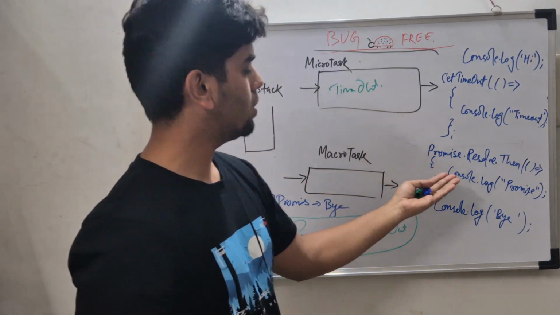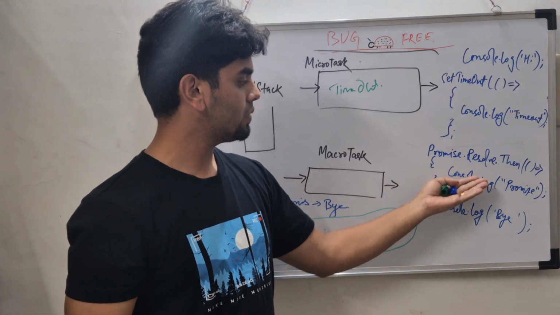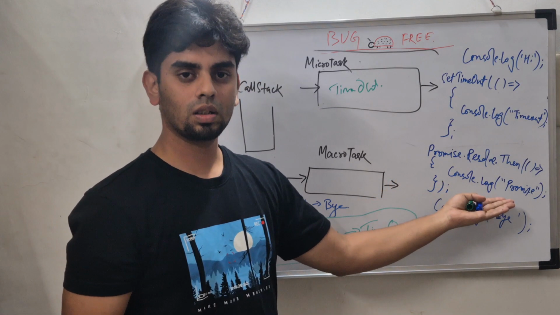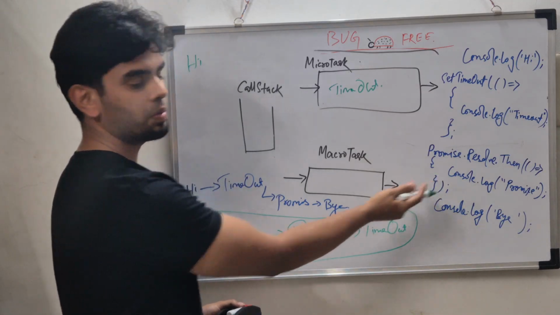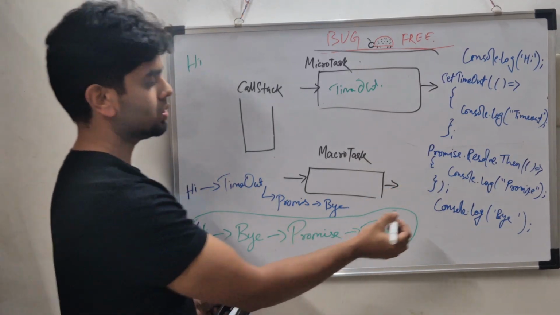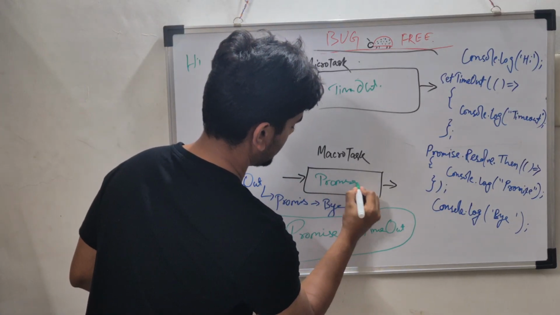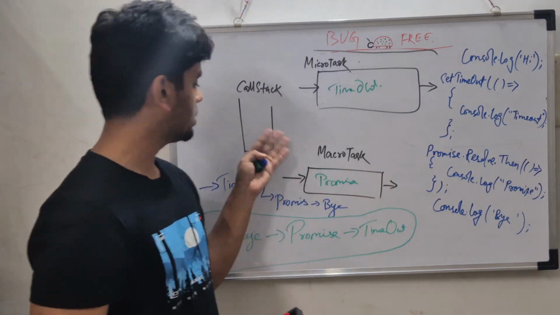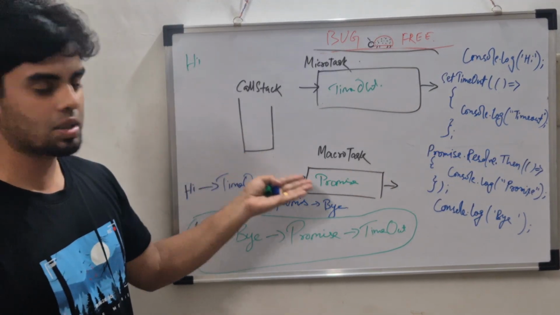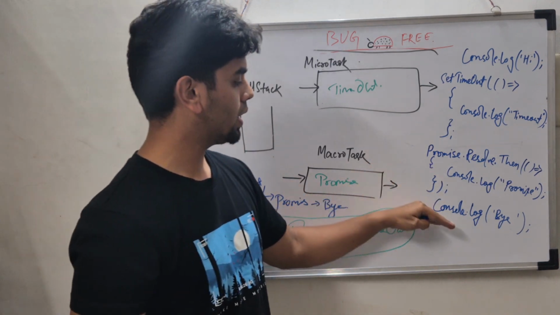The next code we have is the promise. Here, in the promise we are resolving and console logging promise. As we discussed, the promise will be pushed to the macro task queue. So this promise code will come here in this queue. This promise is not in the call stack, it is in the macro task, so this also will be in the queue. Then we move to the next line.